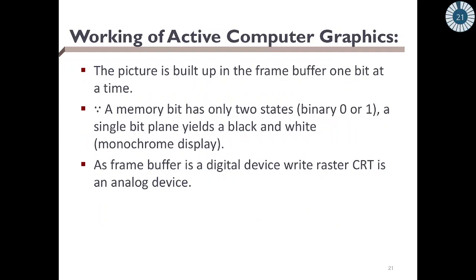Next, the picture is built upon the frame buffer one bit at a time. But due to the fast processor, which is a requirement for a computer graphics system, this process is normally very fast, because a memory bit has only two states, either 0 or 1. A single bit plane yields black and white, which is a monochrome display. The frame buffer is a digital device which writes to a raster CRT, an analog device.